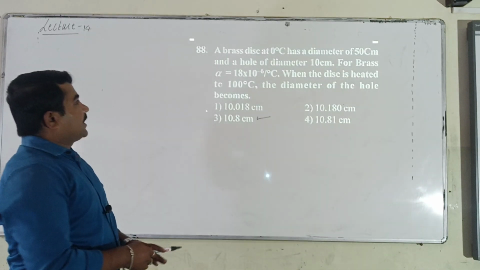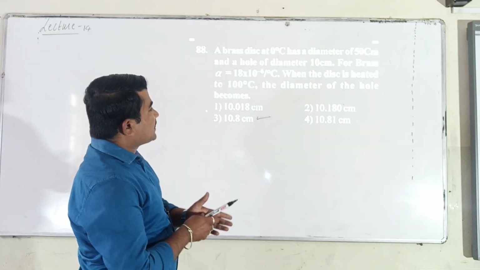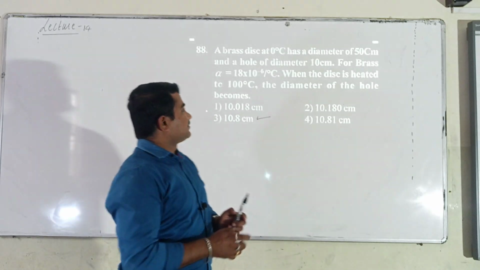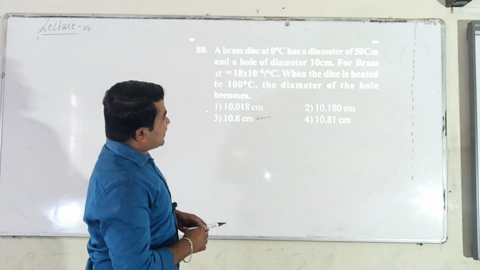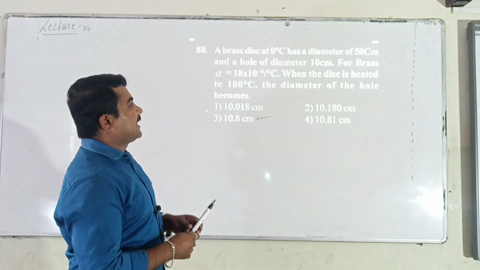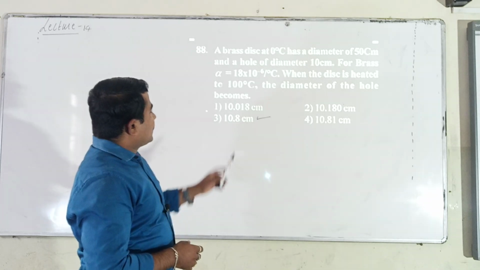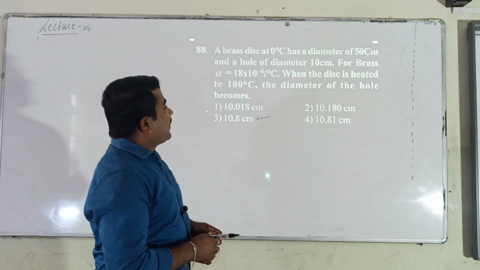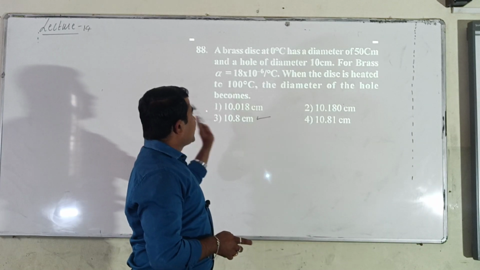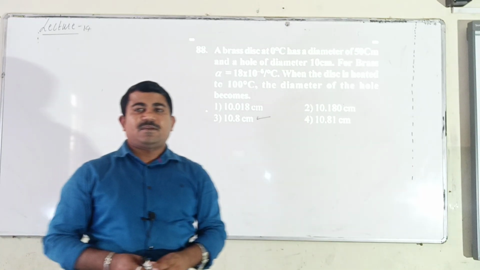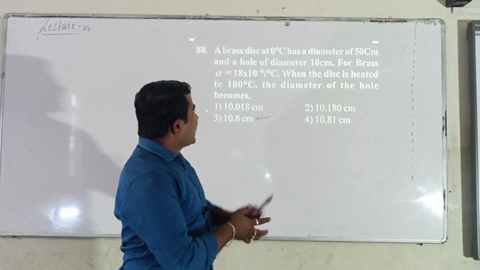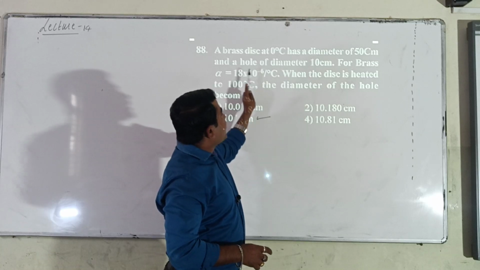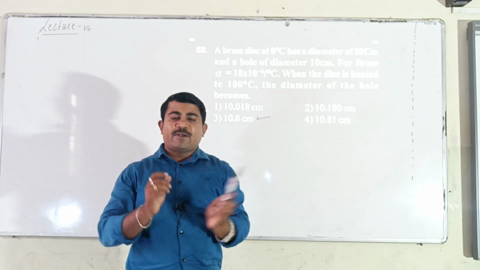The next numerical is: a brass disc at 0 degrees Celsius has a diameter of 50 centimeter and a hole of diameter 10 centimeter. For brass, alpha is equal to 18 into 10 raised to minus 6 per degree Celsius. When the disc is heated to 100 degrees Celsius, the diameter of the hole becomes? I need only the expansion of the hole, not the expansion of the brass here. See, the diameter of brass is given as 50 centimeter, but I need the diameter of the hole only here. Shall I go for the given values?